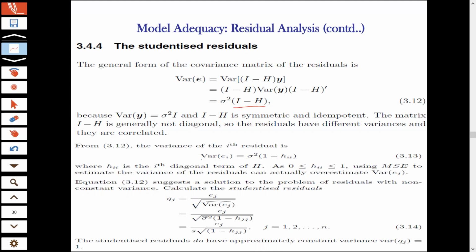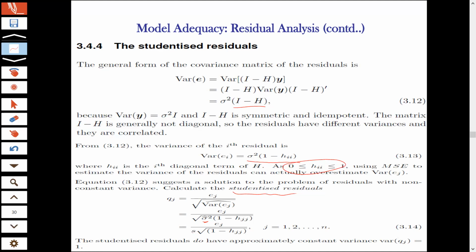From this we can calculate the variance of the ith residual as sigma square times (1 minus h_ii), and based on that, the h_ii value should be between 0 and 1. Using MSE to estimate the variance of the residuals can directly overestimate the variance of e_j. Now, the standardized residual is q_j equal to e_j divided by the square root of the estimated variance, so e_j divided by the square root of sigma hat square times (1 minus h_jj).